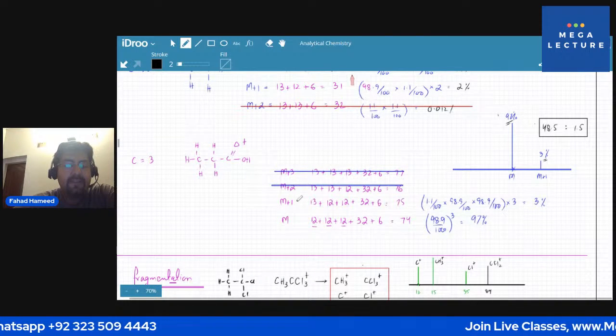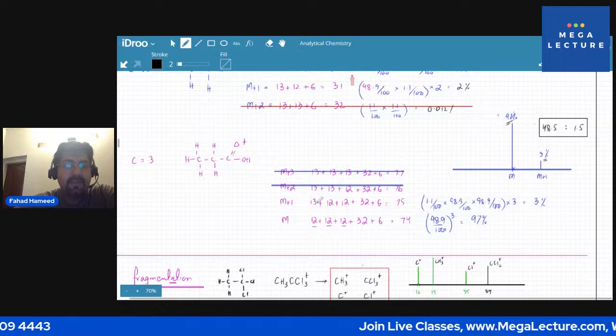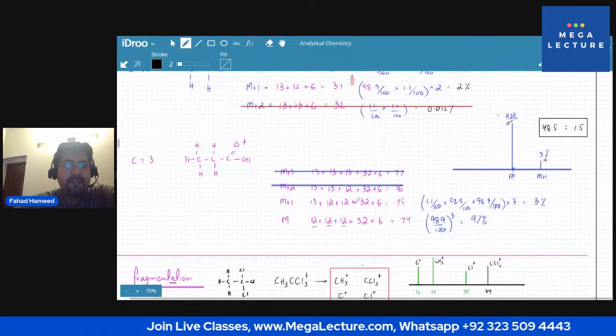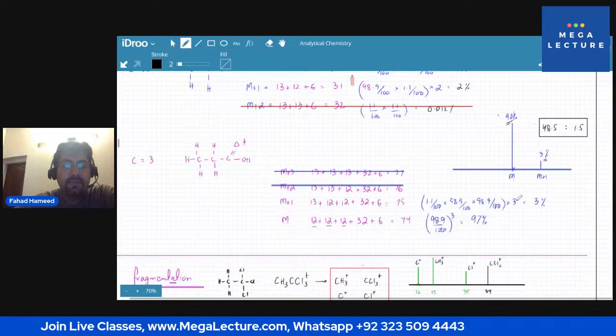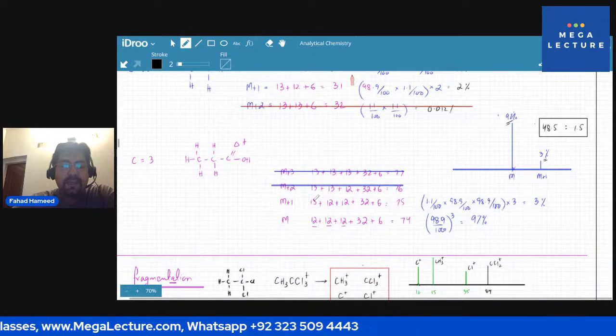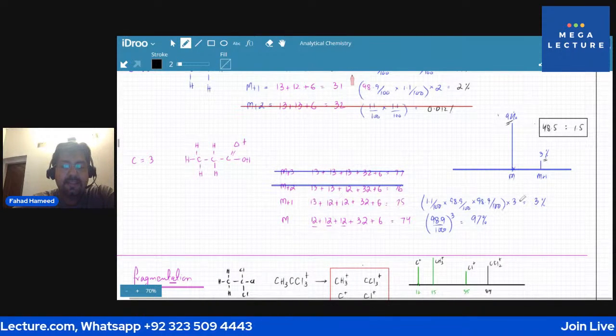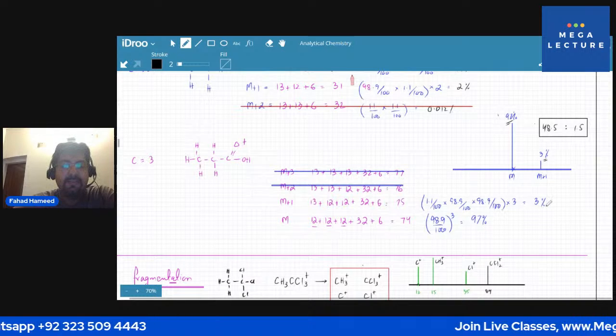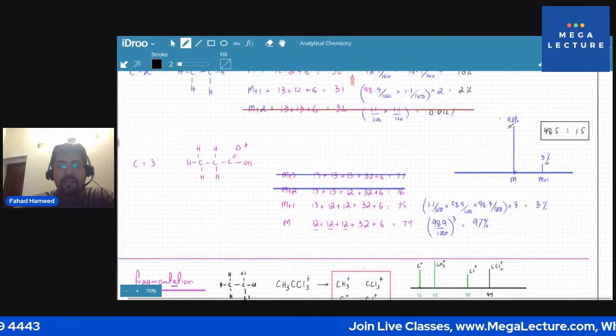And what's the probability of getting the M plus 1 peak? That's one of them would be 13. So it could be the first one or the second one or the third one. So there are 3 scenarios. So it's 1% into 99% into 99%, and it's into 3, because there are 3 different scenarios. That gives you 3%.